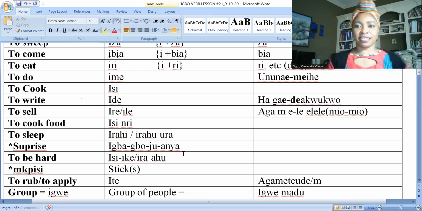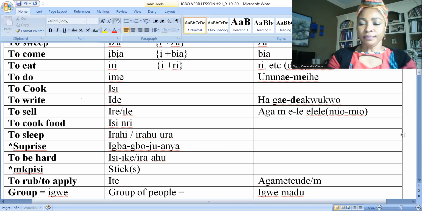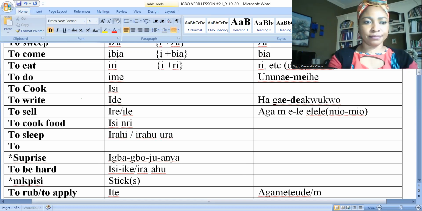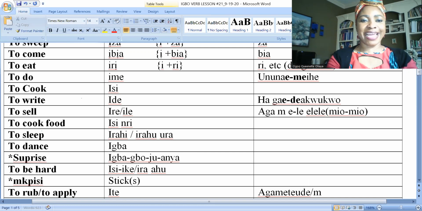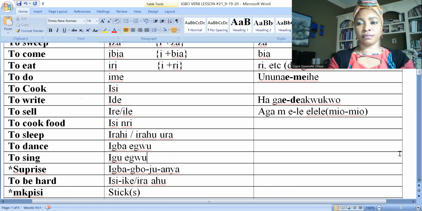To dance. Eba. Egu. We're going to put that one too. To dance. Eba. Egu. Now, to sing. Ego. Egu. To sing. Ego. Egu. Okay.